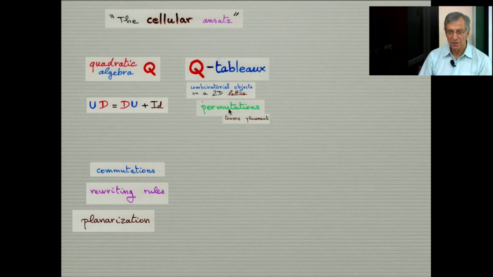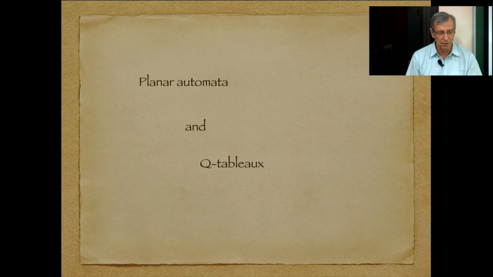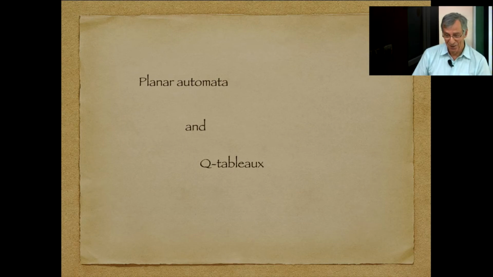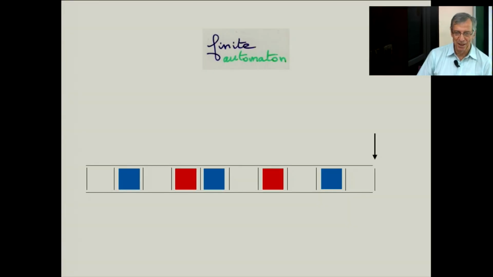So this is the first step, and in fact, this first step is equivalent to what I call planar automata. So don't confuse with cellular automata. This is also new, I introduced this term. I am surprised that no computer scientist has defined clearly what this kind of automata is. So the Q-tableau has the same philosophy, it's equivalent to planar automata. I'll give you the idea.